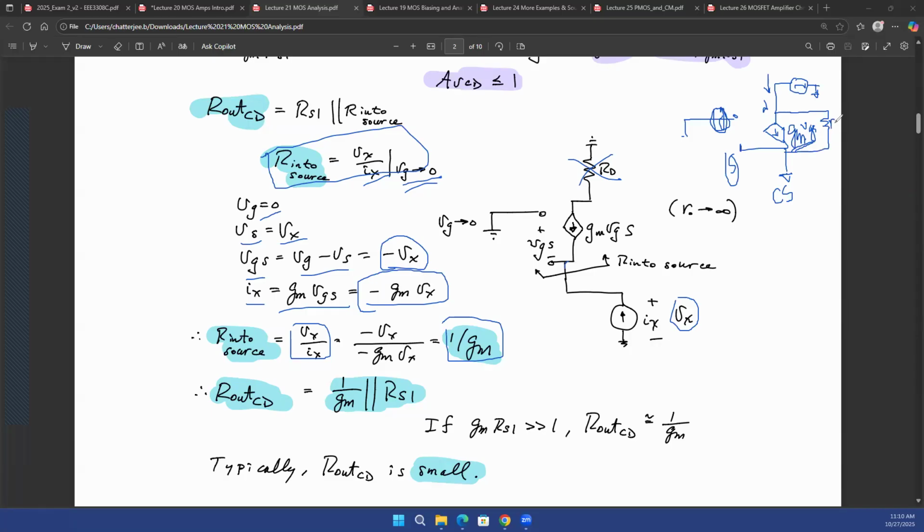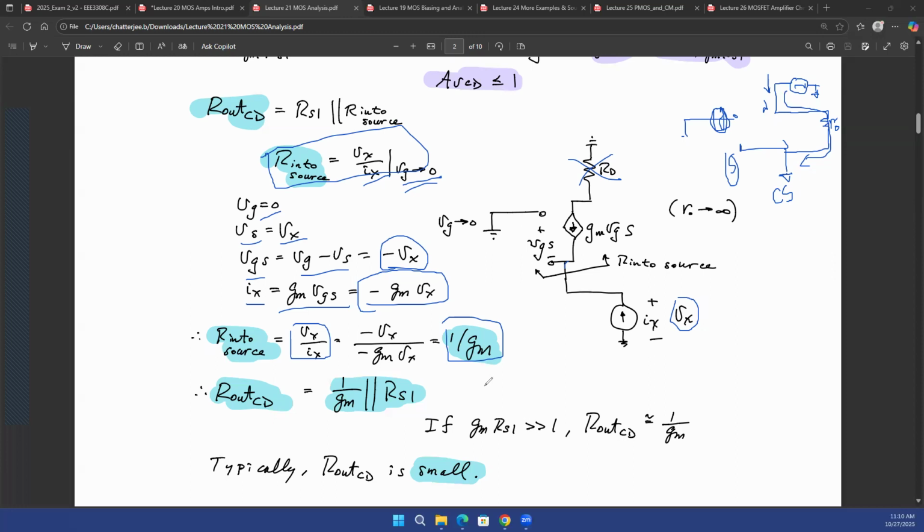So you have this RO, which is in parallel to Gm VGS. But of course, because VGS is equal to 0, Gm times VGS is also 0. So there's no effect of this Gm times VGS at all, right? So Gm times VGS, it's as good as it's not present at all. So in that case, the resistance that you see looking here is basically your RO. And that's why we said that looking into the drain of a transistor, you see RO, and looking into the source of the transistor, you see 1 upon GM.